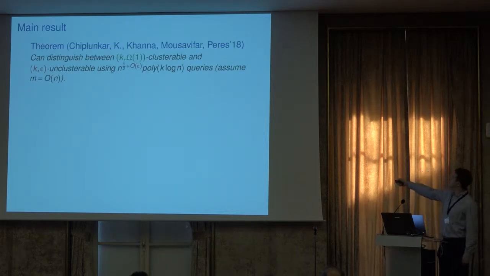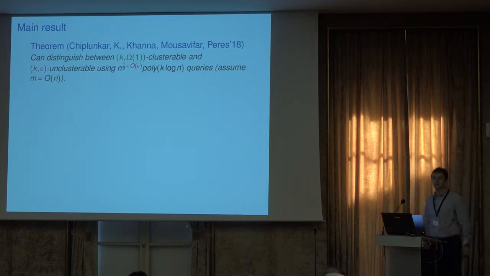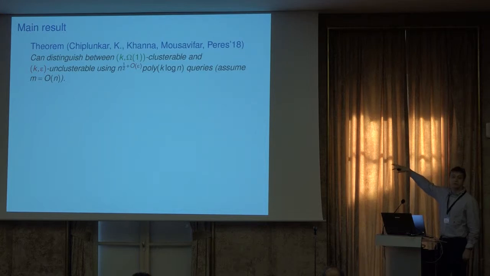Okay, so this is our main result. We show that one can distinguish between graphs that are k, omega 1 clusterable and graphs that are k, epsilon unclusterable using time at most n to the 1/2 plus order epsilon times some poly k log n dependence. Now this result is stated for simplicity under the assumption that the graph is sparse. The number of edges is order n, but everything generalizes.